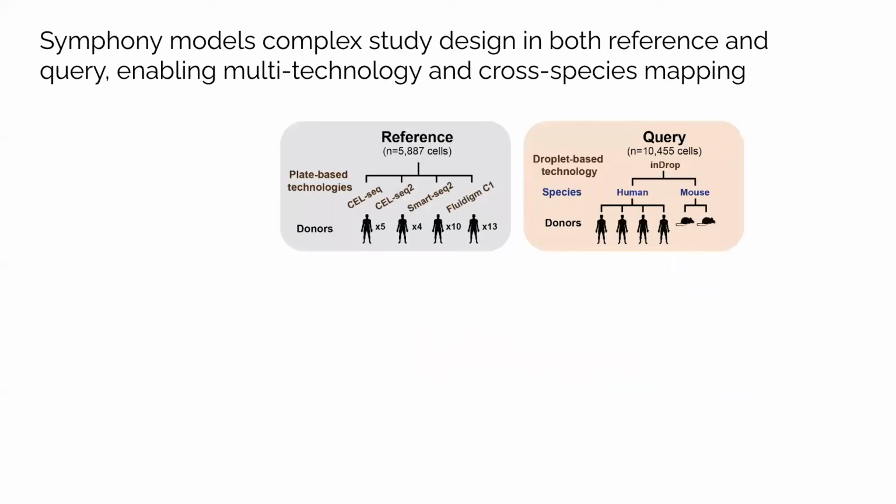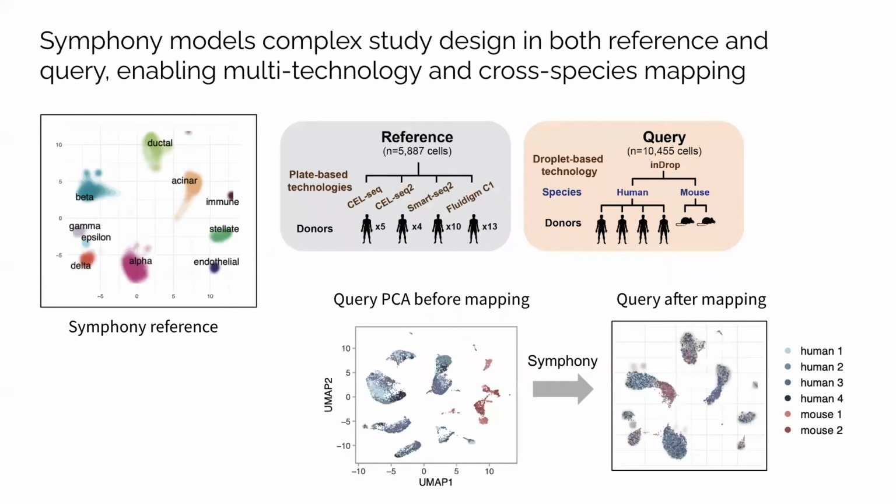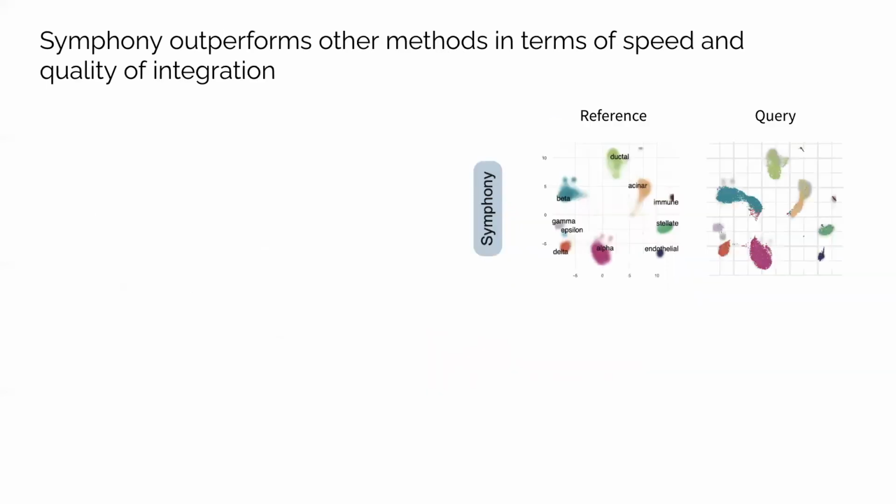Second, Symphony can handle complex study designs, like integrating references and queries across multiple technologies and species. Here, we build a reference of human pancreatic islet cells from 4 datasets, each using different plate-based technologies. And we can use it to map human and mouse cells from a new study with different donors assayed with droplet-based technology, simultaneously integrating the query cells over species, donor, and technology.